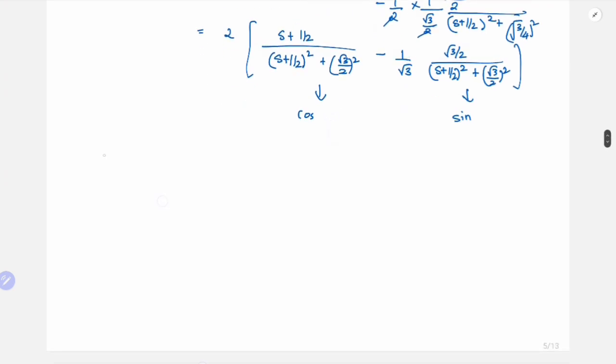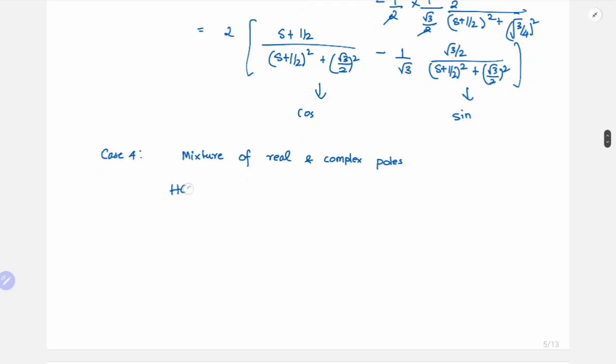So extending this to case 4, even if you have a mixture of both, let's say a mixture of real and complex poles, you should still be able to solve it with the knowledge I have given already. So let me take an example: 1 by s plus 1 into s square plus s plus 1. So you need something like a by s plus 1 plus b by s square. Sorry, this will be bs plus c, over s square plus s plus 1.